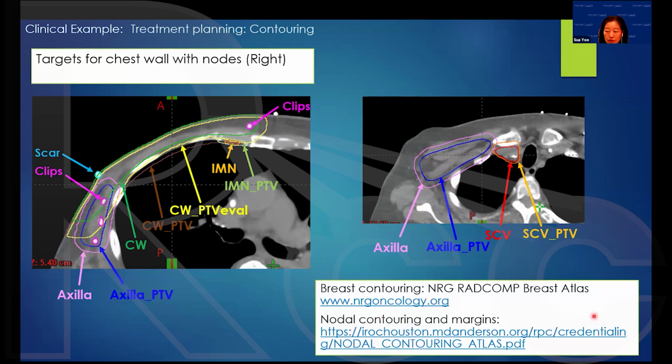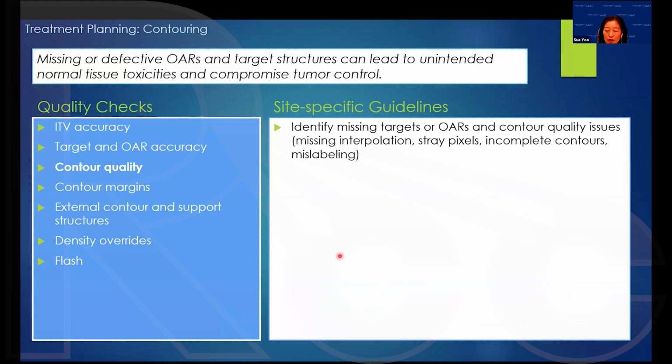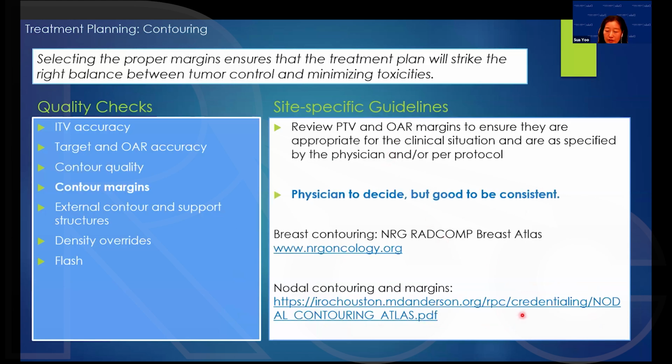This is the reference you can look up, the breast atlas from NRG. It shows how to contour all the breast targets and nodes. And there's nodal contouring and a margin guideline from MD Anderson. So you can actually screen capture this part and look up the reference. Contour quality is the same as all other sites. We would identify missing targets, missing slices, interpolation, and stray pixels. For contour margin, again, there are some guidelines and references, and physicians develop their own guideline, and they try to be consistent, but there's a manual adjustment portion each time.